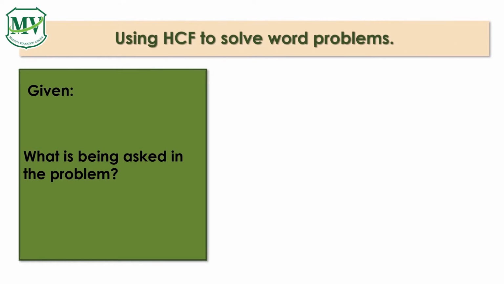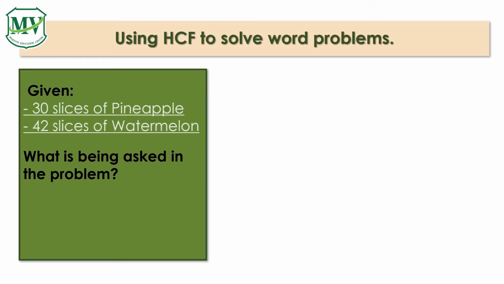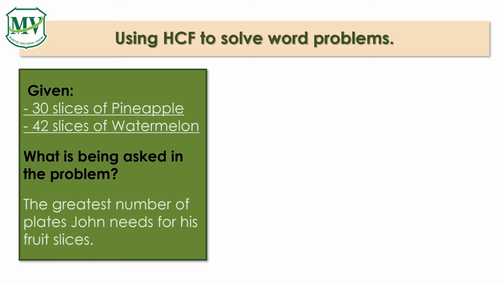The keywords for this problem are greatest and equally. Now, what are the given numbers in the problem? We have 30 slices of pineapple and 42 slices of watermelon. What is being asked in the problem? The greatest number of plates John needs for his fruit slices.